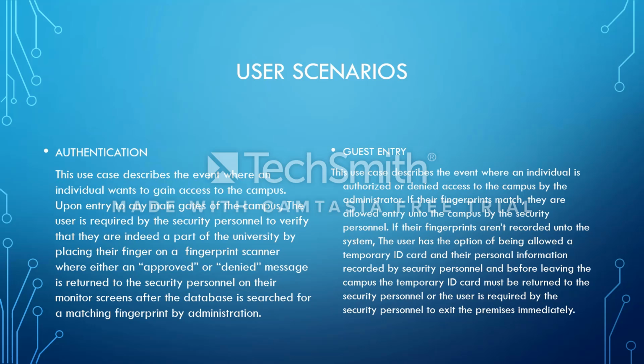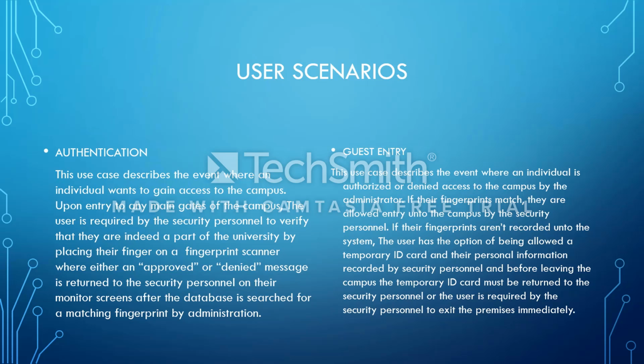The user scenarios that were ranked the two highest were authentication and guest entry. In authentication, the use case type is project requirements. The priority for this use case is high. The primary actors in this use case are the user and the fingerprint scanners. The secondary actors are the administrator and the security personnel.